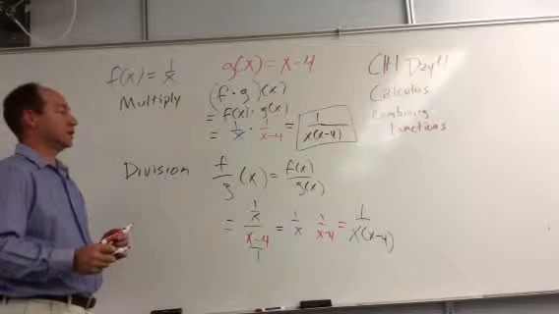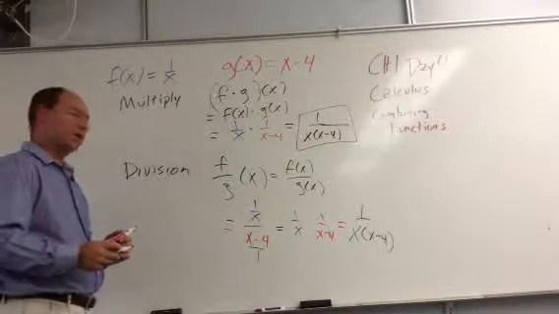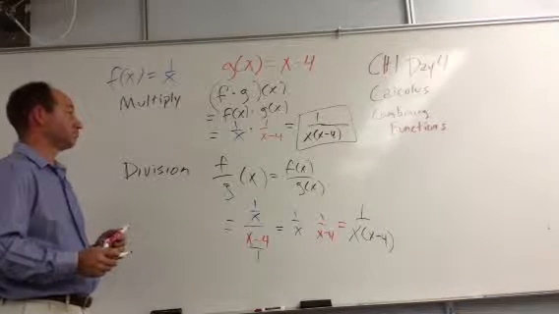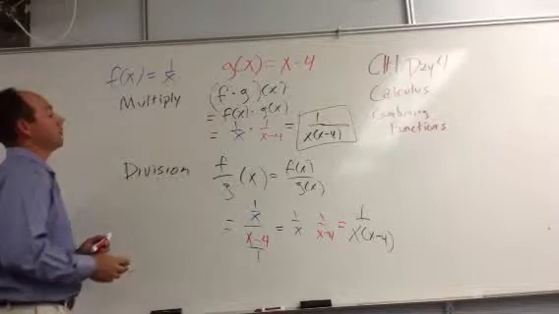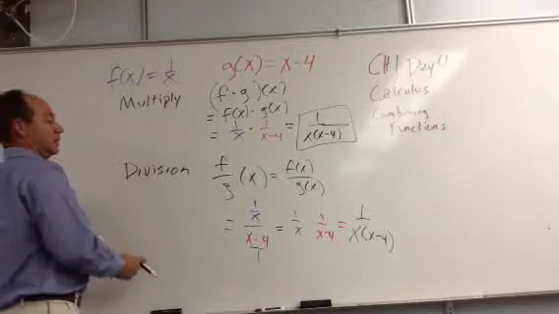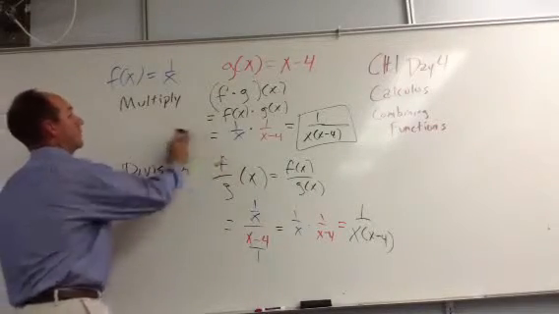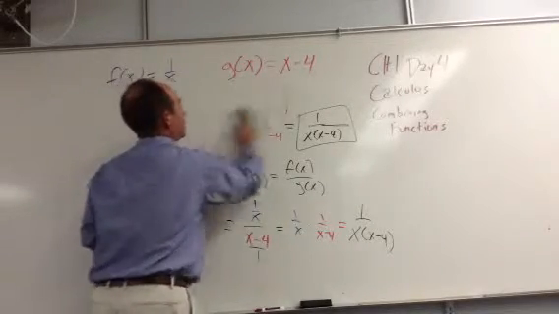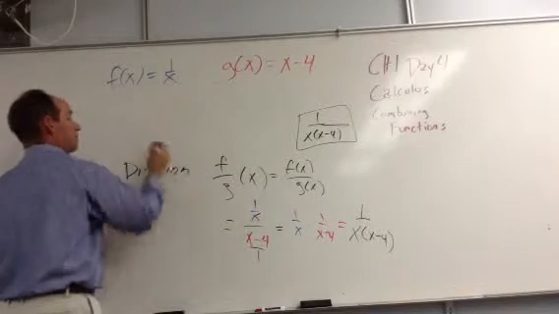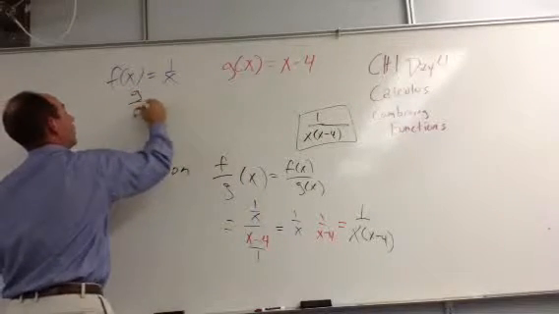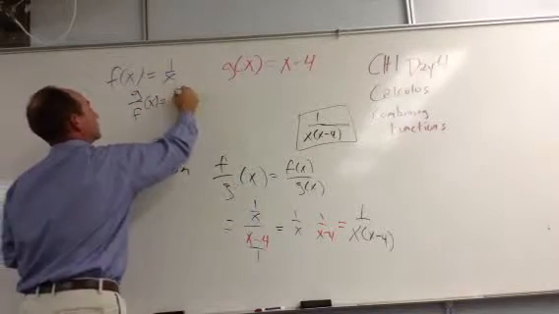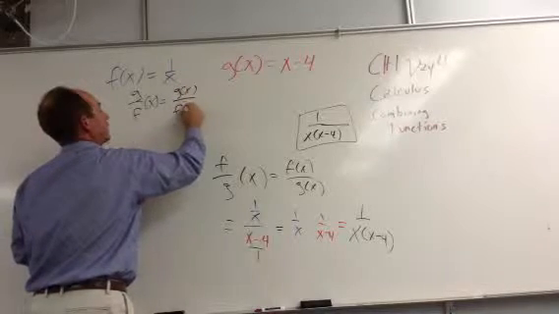That's interesting, isn't it? I wonder why that one happened. I wonder if I did this in a different order. I wonder if I did g of x over f of x. As you see that answer, I'm going to leave that answer over there. But let's do g over f of x. So that's just g of x divided by f of x.